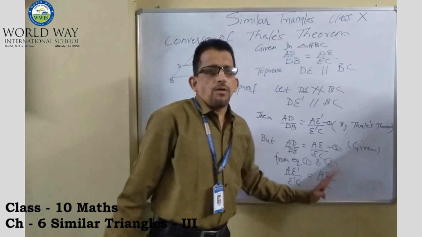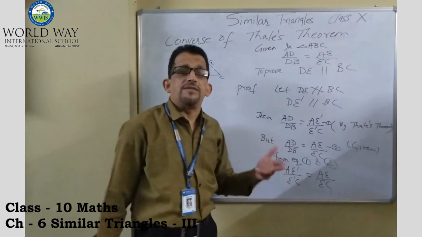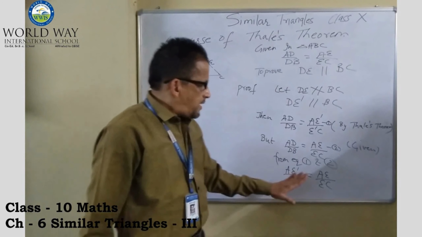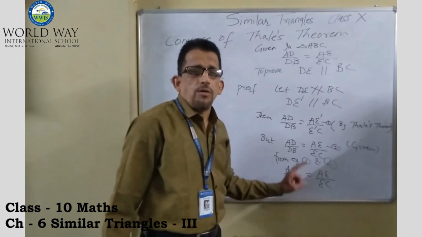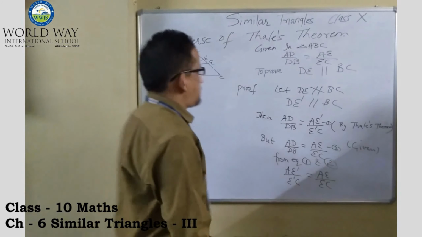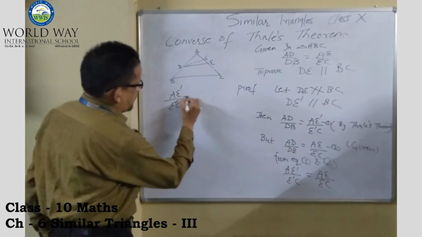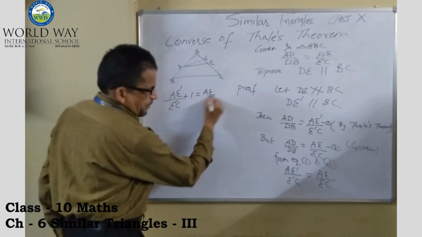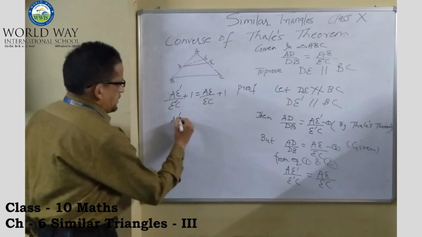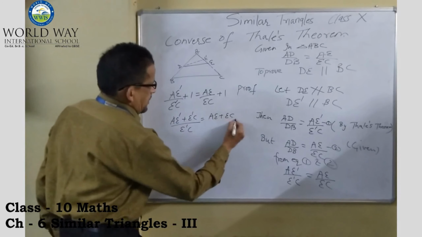Now apply the componendo law, one of the laws of proportion. Componendo, dividendo, invertendo, alternando. These are the laws of proportion. So what is the law we have to use? That is the law called componendo. Componendo law में क्या करते हैं? We have to add one both sides. AE dash upon E dash C plus 1 is equal to AE upon EC plus 1. Take the LCM. AE dash plus E dash C upon E dash C equals AE plus EC upon EC.